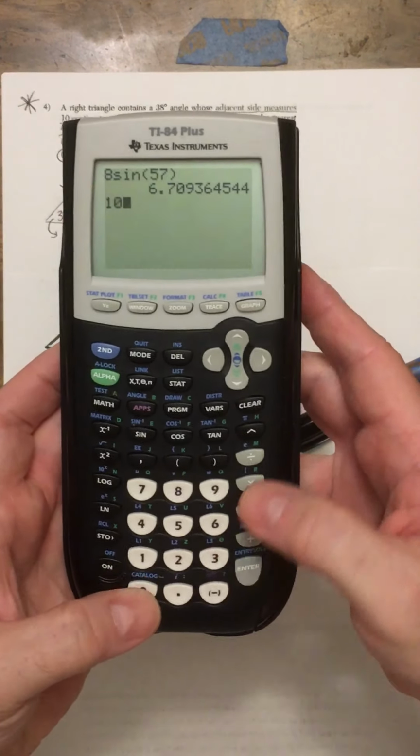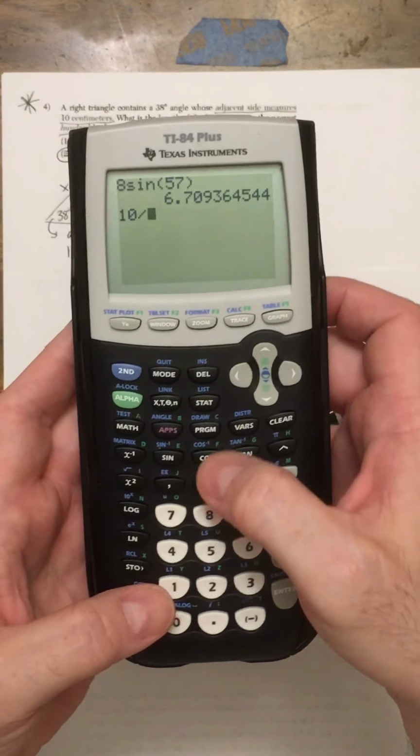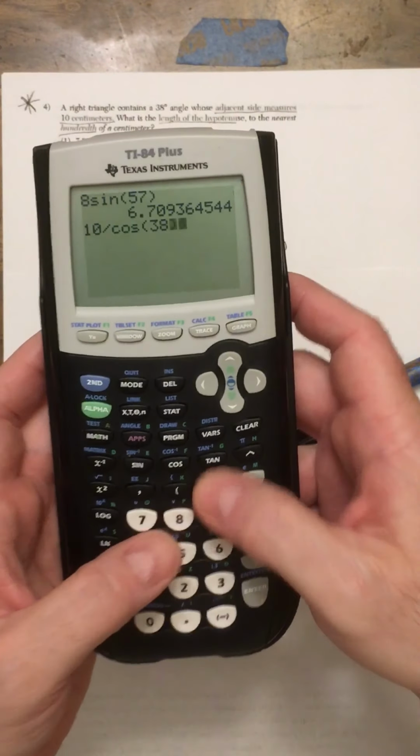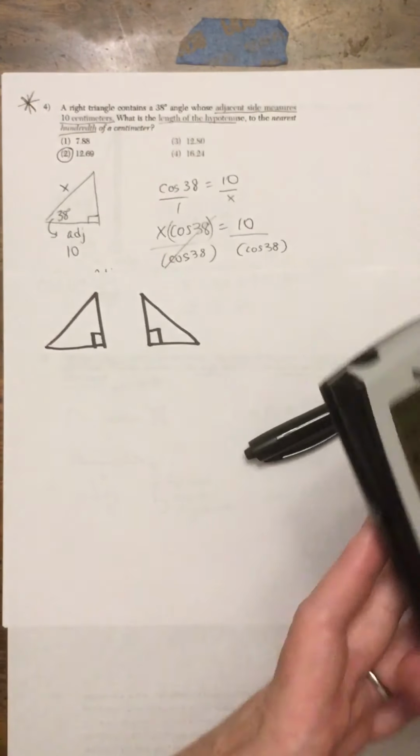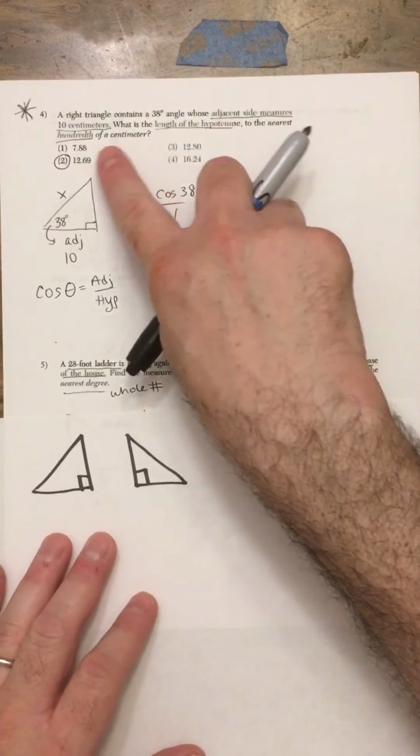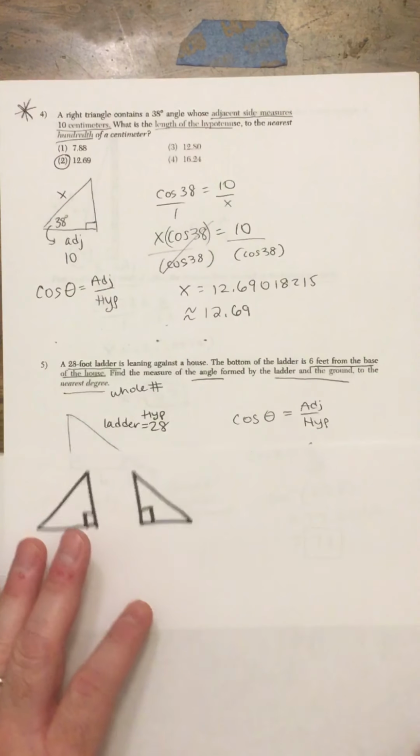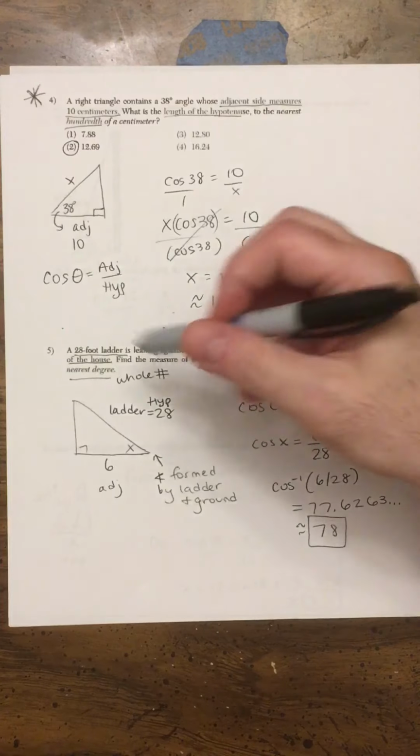Literally, you're going to be doing 10 on your calculator divided by cosine parentheses 38. That's what you need to put in, and you get 12.69. Okay, and to the nearest hundredth is 12.69. That's your answer, okay? Okay, next problem.